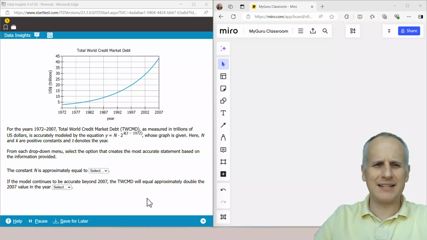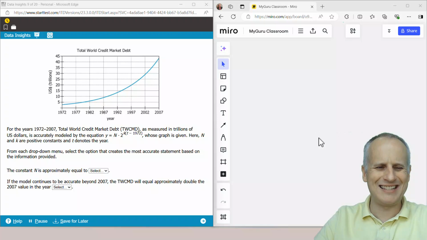Here we have a sample graphic interpretation problem from a data insight section of an official GMAT practice exam over at MBA.com. And anytime you encounter a graphic interpretation question such as this, you really need to understand the graphic irrespective of what is being asked to start. So we see we've got a title of total world credit market debt. We've got it measured in trillions, and then we've got years, and everything is basically on a 5-year interval in the graph. So then we read from the beginning of the paragraph below.